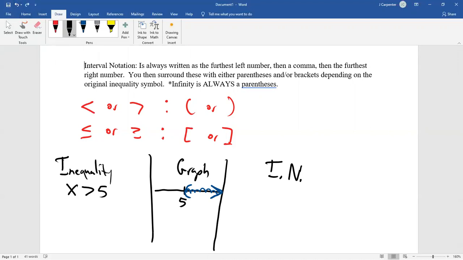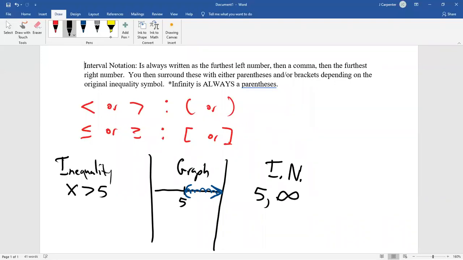Okay, so the interval notation, again, it's furthest left, furthest right. That highlighter's a little thicker than it's supposed to be, but I don't want to have to erase that. You get the idea. Furthest left, comma, furthest right. So the furthest left on the graph is the 5. So that's the first number that we would write. We would write the 5, then a comma. And this thing is shading, it's going forever and ever and ever to the right. We're going to what we call positive infinity.